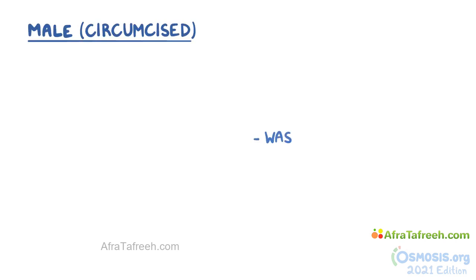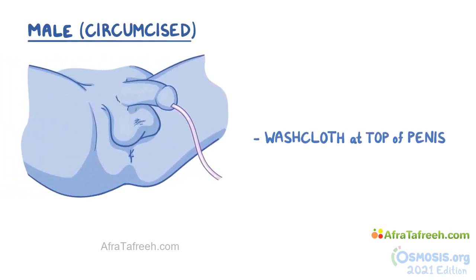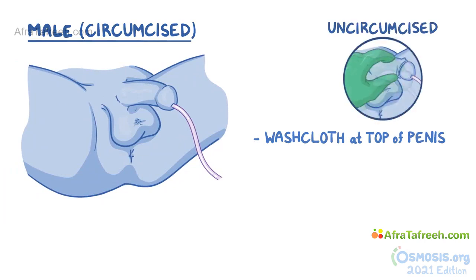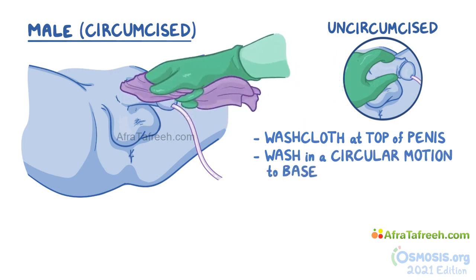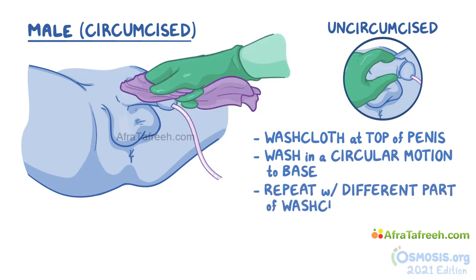Now, if the client is a circumcised male, start by placing your washcloth-covered hand at the top of the penis, while in an uncircumcised male, first retract the foreskin by gently pushing the skin down, toward the base of the penis. In both cases, continue by washing in a circular motion, downwards to the base of the penis. Repeat using a different part of the washcloth until the area is clean. Once again, make sure to rinse and dry the washed areas.